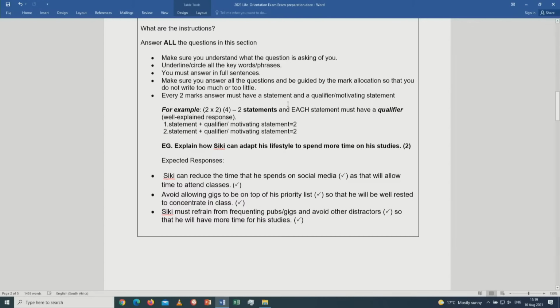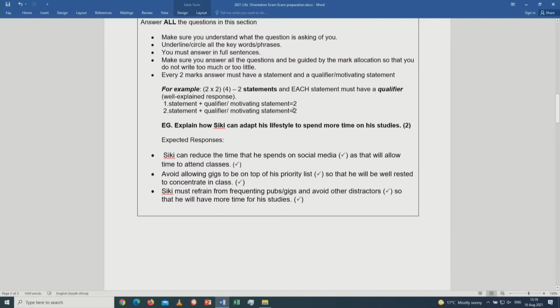Make sure you answer all the questions and you are guided by the mark allocation, like I said. This will help you to not write too much or even too little as expected by the question. Let's look at this example. The mark allocation would say 2 times 2 equals 4. And immediately that says to you, in that question, for you to accumulate 4 marks, you must write 2 full statements with their 2 explanations, which we also refer to as qualifiers, because now you must give a well-explained response.